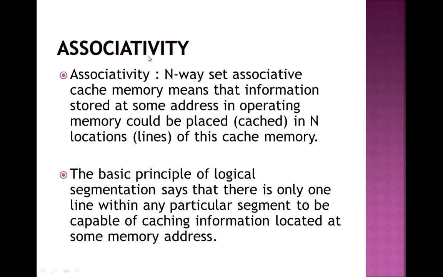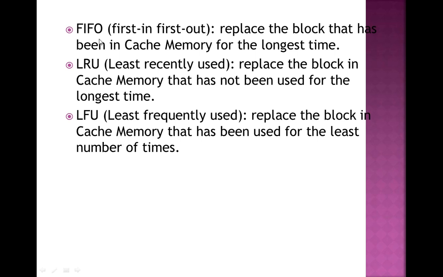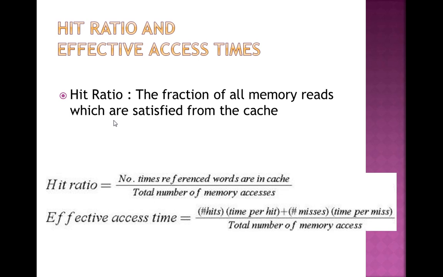Then, what is associativity? If a memory block can be placed in n lines of the cache, that is known as n-way associativity. Then we discussed the replacement algorithms. One is optimal replacement, one is random replacement. These are the techniques used: first is FIFO, first in, first out; then LRU, least recently used; then LFU, least frequently used. We discussed these methods in the last class.